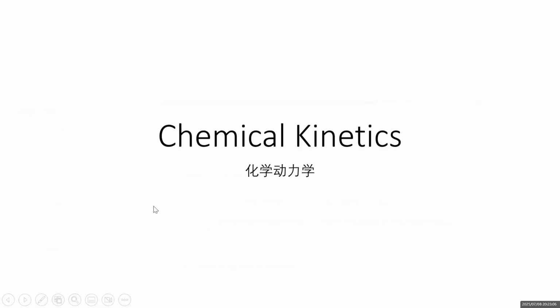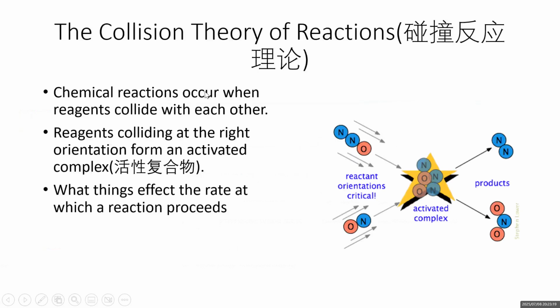Now, what's kinetics? Chemical kinetics refers to how quickly a reaction proceeds, the rate of reaction. So let's start out with the collision theory of reactions. Chemical reactions occur when reagents collide with each other: the atoms, the molecules, the ionic formulae. They need to collide at the right angle to form an activated complex.